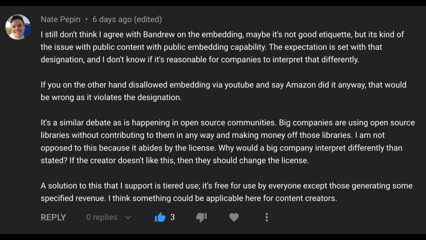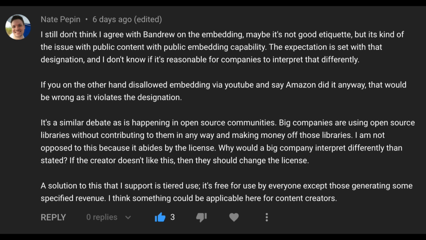He says, I still don't think I agree with Bandrew on embedding. Maybe it's not good etiquette, but it's kind of the issue with public content with public embedding capability. The expectation is set with that designation, and I don't know if it's reasonable for companies to interpret that differently. If you, on the other hand, disallowed embedding via YouTube and say Amazon did it anyway, that would be wrong as it violates the designation.